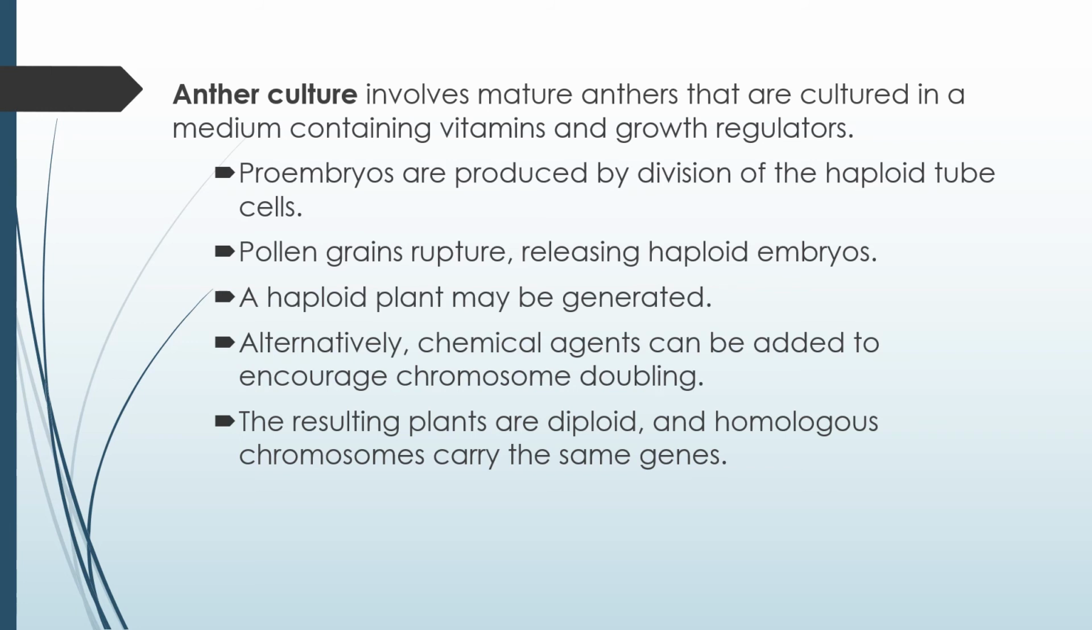So, next, we also have what you call the anther culture. It involves mature anthers that are cultured in a medium containing vitamins and growth regulators. So, pro-embryos are produced by the division of the haploid tube cells. Then the pollen grains rupture, releasing the haploid embryos, and a haploid plant may be generated. Alternatively, chemical agents can be added to encourage chromosome doubling, and the resulting plants are diploid and the homologous chromosomes carry the same genes, compared to those coming from the mother plant. Okay?